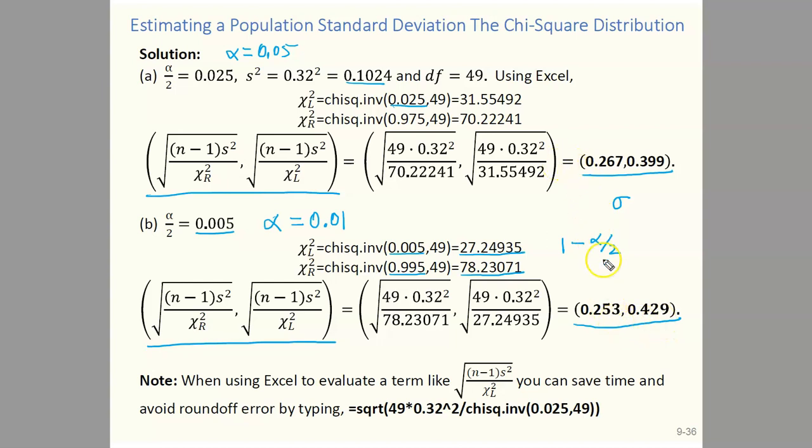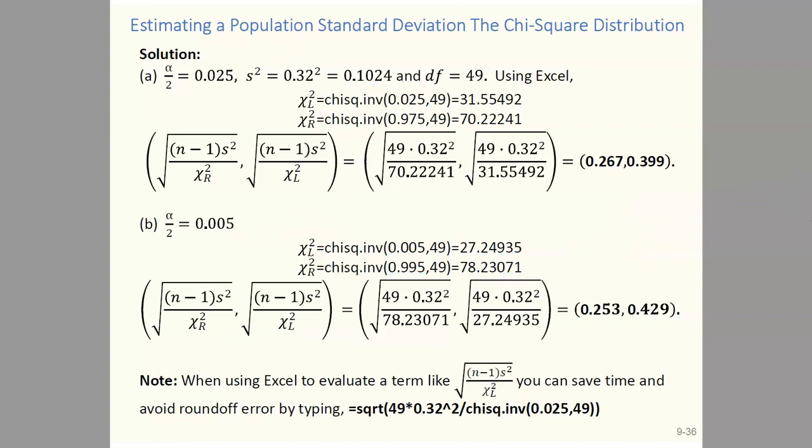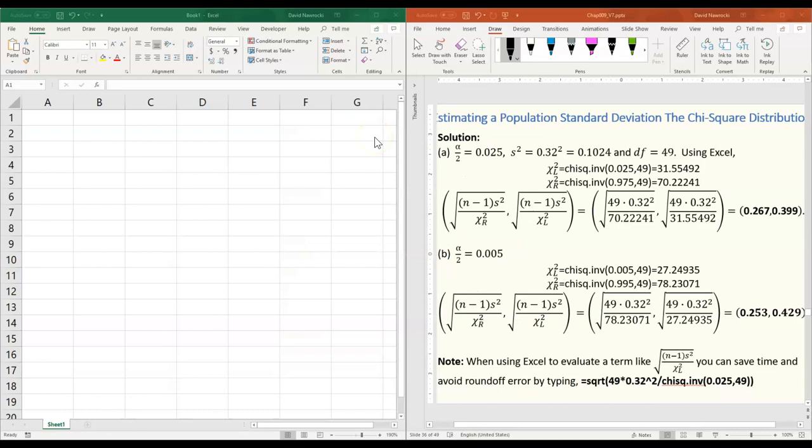Now let's take a look at using Excel to calculate these, just to make sure that you can type in the correct commands. Now let me show you how to enter all this information into Excel and a few tips on evaluating the confidence interval using Excel. So for the chi-square inverse that determine the left and right hand cutoffs, we can just enter them like this.